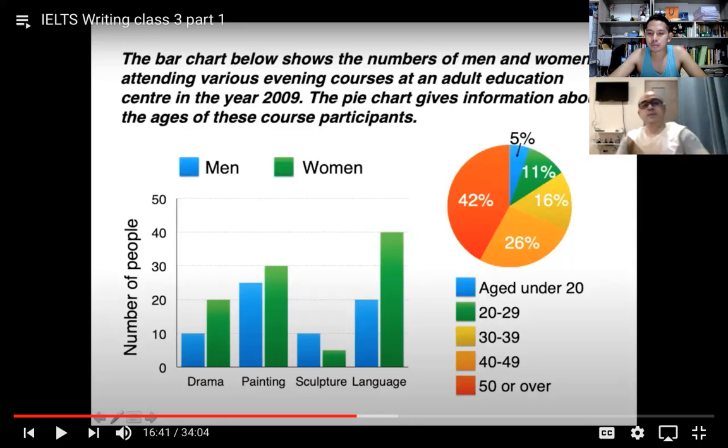At 5%. And participants aged between 20 to 29 years old and 30 to 39 years old have similar numbers at 11% and 16% respectively.